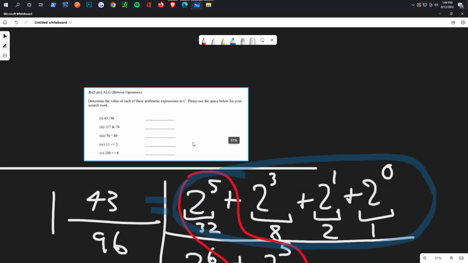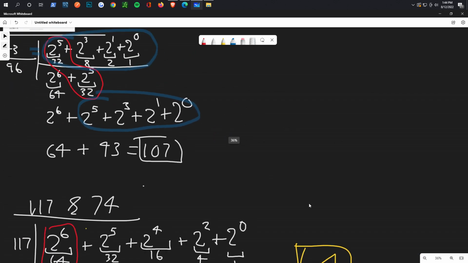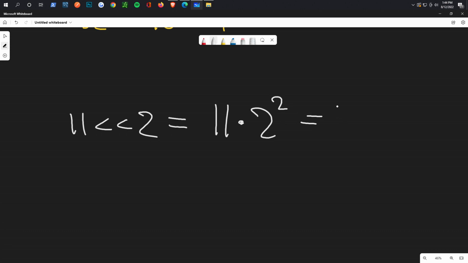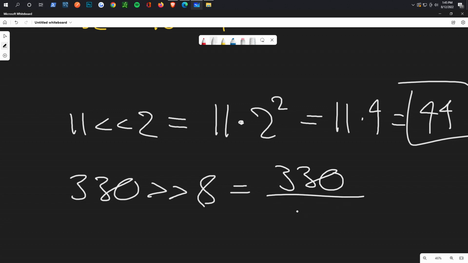And the last two is 11 left shift 2 and 330 right shift 8. So 11 left shift 2 is just equal to 11 times 2 to the 2, which is just 11 times 4, which is just 44. Done. Now we have 330 right shift 8, which again is just equal to 330 over 2 to the 8, which is equal to 330 over 256.